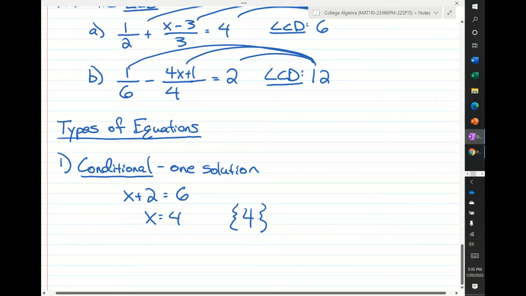Sometimes MyMathLab wants you to write the answer either x equals 4, or another way you could write that is using those kind of brackets.